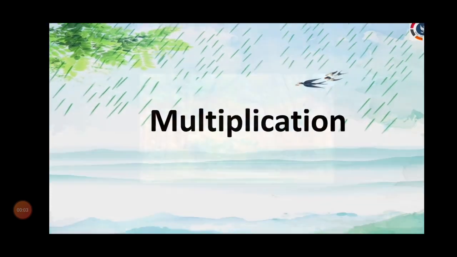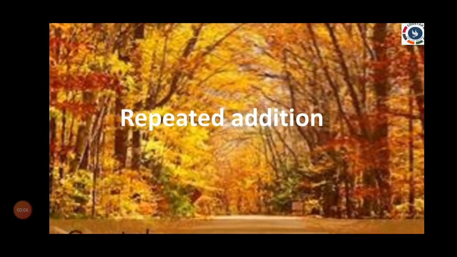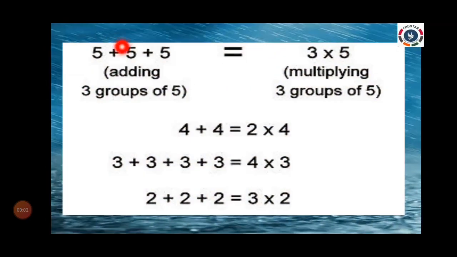Multiplication means a repeated addition. For example, 5 plus 5 plus 5. That means we are adding 3 groups of 5. How many times of 5s are there? 3. So we are adding 3 groups of 5. That is equal to 3 into 5. We are multiplying 3 groups of 5. Here we are multiplying. Here we are adding.